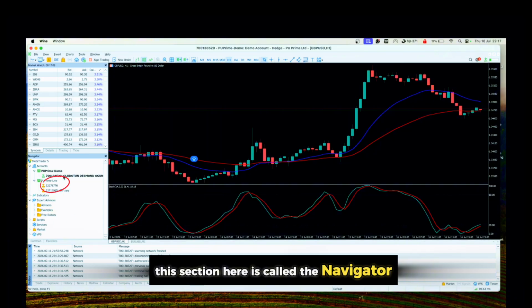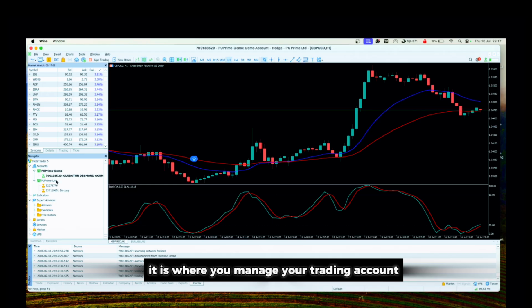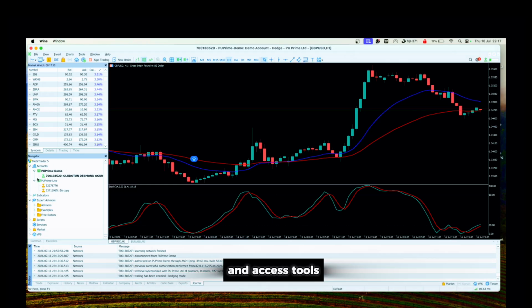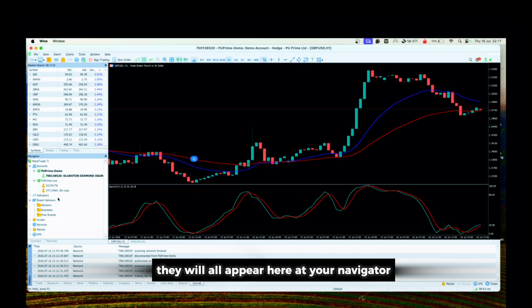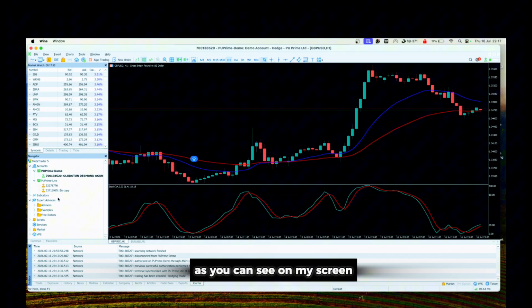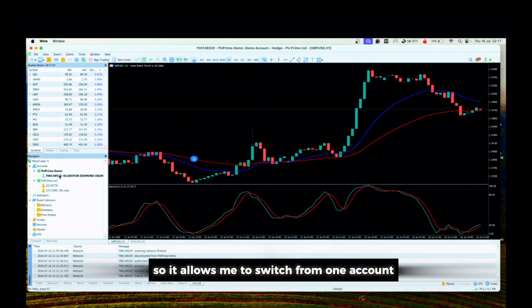Section here is called the Navigator. It is where you manage your trading accounts and access tools. Now, what do I mean by account? If you have multiple accounts, such as a demo account and live account, they will all appear here at your Navigator. As you can see on my screen, I have a demo account here and I also have a live account. So it allows me to switch from one account.